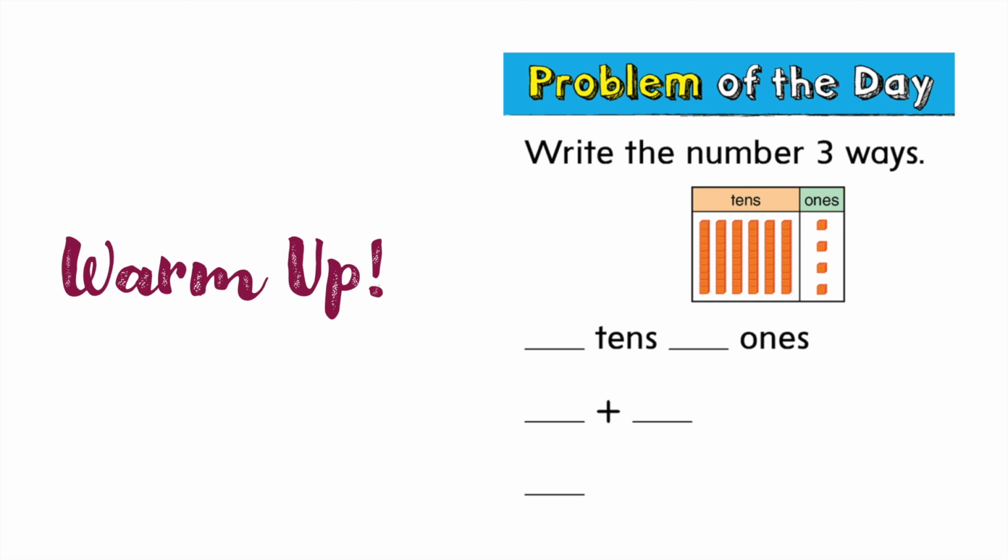Ten seconds left. And stop. Let's go ahead and check your work, mathematicians. By looking at what I see on the screen, there's tens and ones. I see 6 tens and 4 ones, so I could write 6 tens and 4 ones. We can also write it as 60 plus 4, and we could write it as 64. Go ahead and check your work.